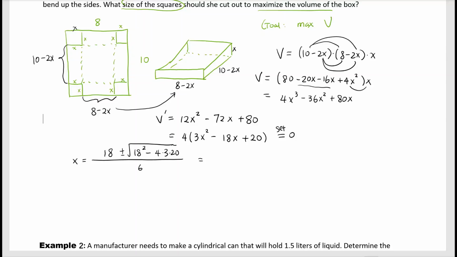Let me plug this into my calculator. If you have a calculator, I strongly recommend you plug this number into your calculator, because knowing how to use your calculator is also very important. So the numerator, I have 18 plus the square root of 18 squared minus 4 times 3 times 20, and then don't forget to put parentheses and then divide by 6.